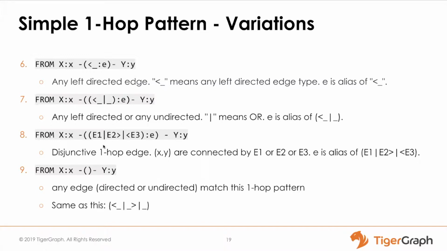And we use the vertical bar to represent their disjunctive relationship. So it means one hop, and anything conforming to one component of the disjunction will be considered a match. And the last one is the universal one. We covered using underscore to represent any, and we need decoration to specify the direction. Sometimes I just want to cover both undirected and directed edges. Then we use the empty parentheses to represent that. This is the syntax sugar of this: any leftward, any rightward, plus any undirected.